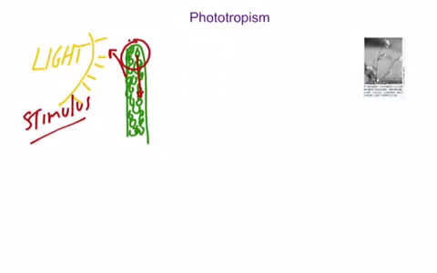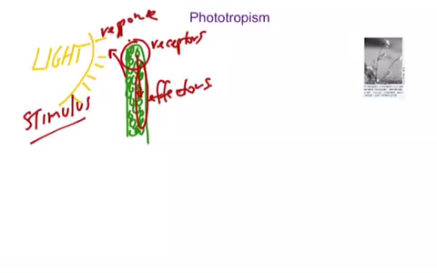So the stimulus is the light. The receptors are protein receptors in the membranes of the cells in the tip of the plant. The effectors are the cells on the side away from the light, and the response is to bend towards the light source. So let's look at this mechanism in just a little bit more detail.